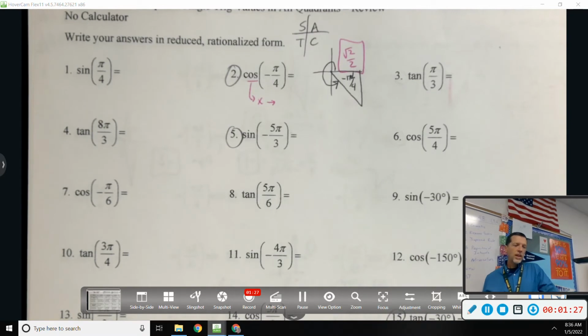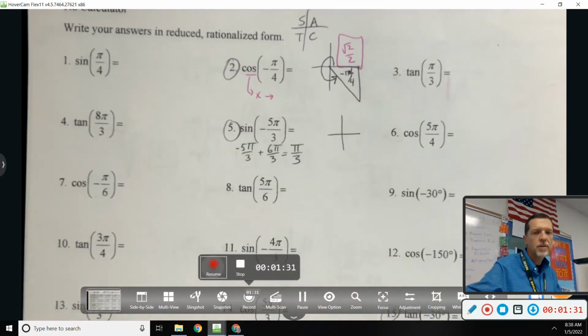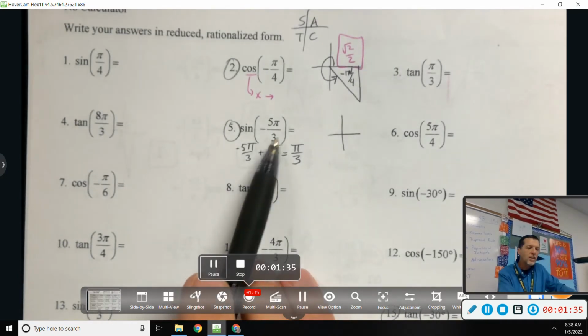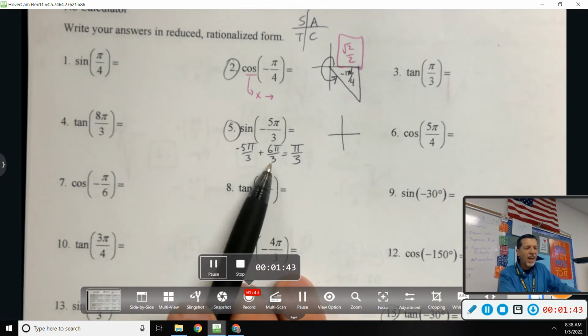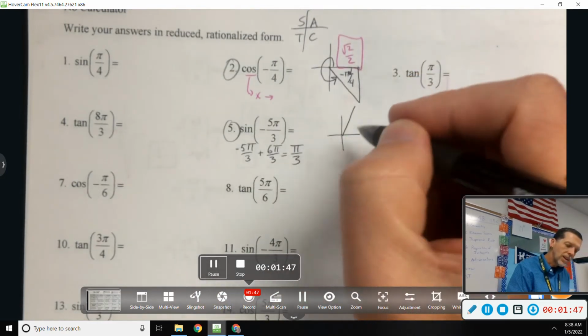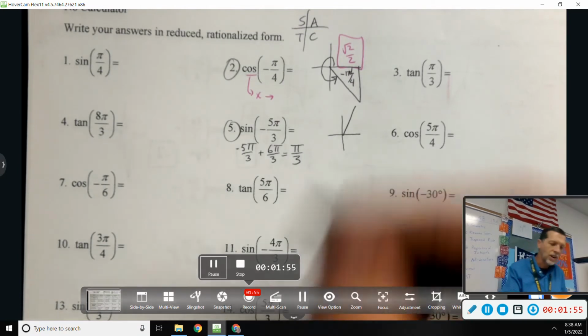All right, you try number 5. Look at number 5. I'm trying to locate negative 5 pi over 3. Some people can go in reverse 5 pi over 3 and land in the right spot. Other people are like, that's a little bit tricky. I think I'll just add 2 pi and know that pi over 3 is the same thing as negative 5 pi over 3. You land at the steep angle in the first quadrant, regardless of how you get there.